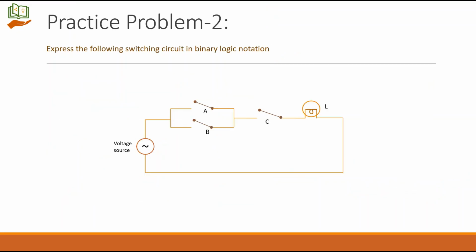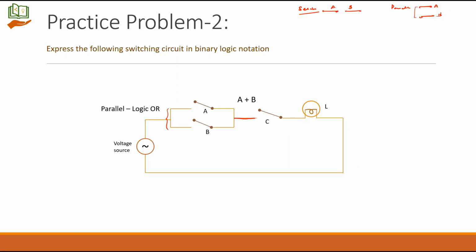Next problem, express the following switching circuit in binary logic notation. During explanation we saw switches in series and switches in parallel. So this is A, this is B. So this is series arrangement. What about parallel arrangement? We had A here and then B here. From this what you can understand is this is parallel, which is actually representing logic OR operation. What is logic OR? This is represented by A plus B. So the output of this particular parallel switch will be A plus B.